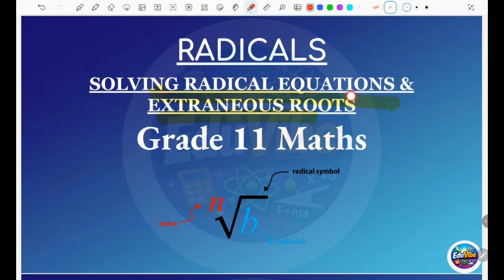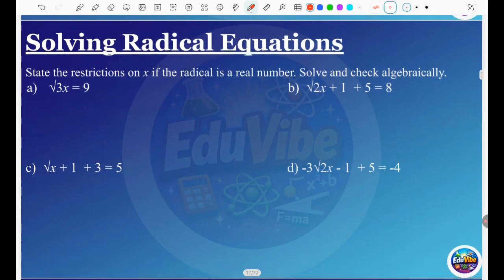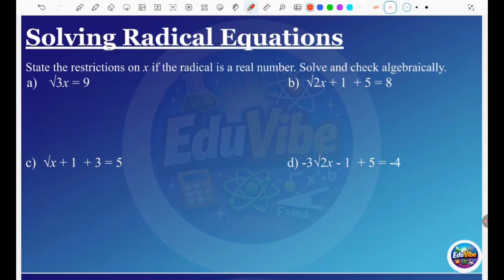And we have solving radical equations where you have to consider the restrictions now. You have to make sure you have a restriction in your question. Your restriction must be satisfied by your values. So let's do this with solving radical equations questions, and we have to state the restrictions on x if the radical is real, and solve and check algebraically.